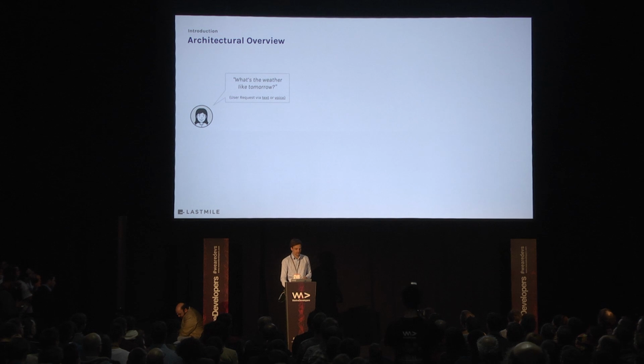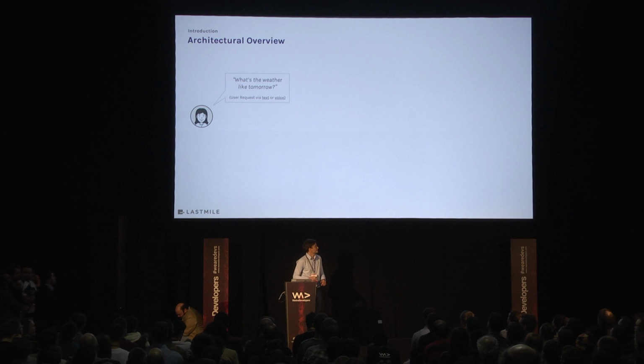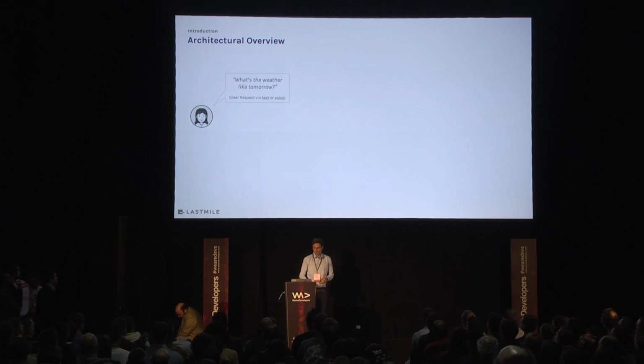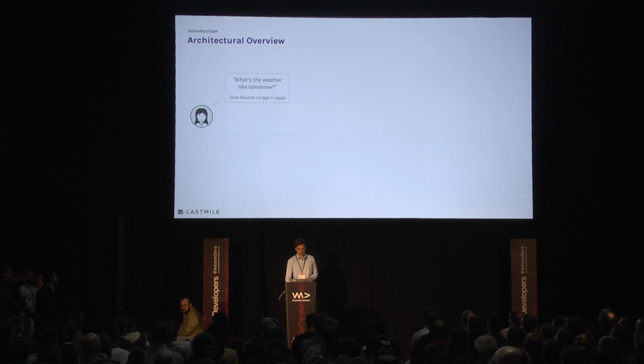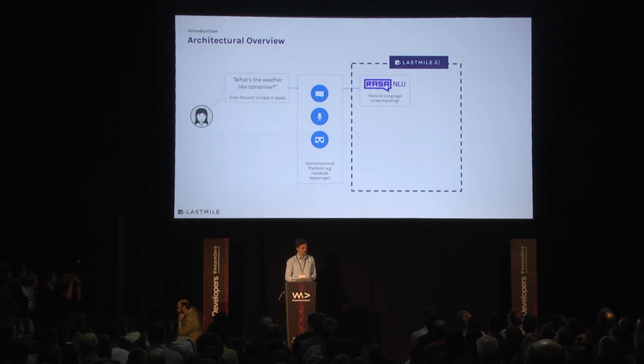All right, and now I want to deep dive into the architecture of these systems. So how can you build a clever chatbot? In this example, you can see that the user message comes in and is, what's the weather like tomorrow? And it can come in via text or voice, like using Google Home or Alexa, or WhatsApp, Facebook Messenger, right? There are a lot of different communication channels. But what happens next is always the same.